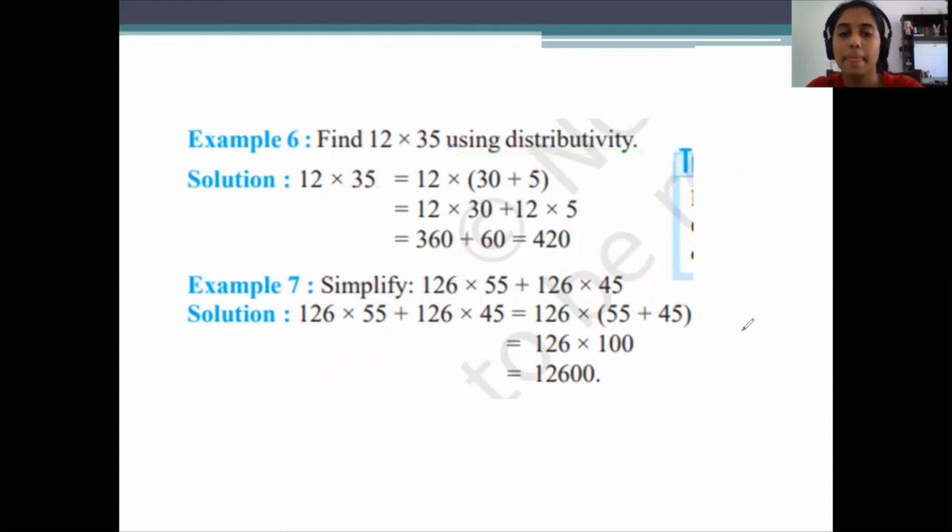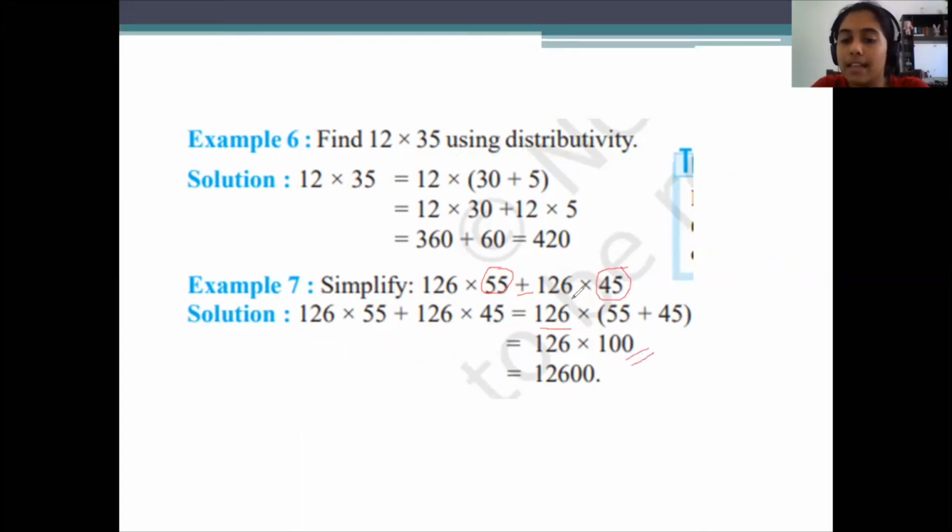Now the same way, it's just the numbers are much bigger. So 126 into 55 plus 126 into 45. So here you see 126 is common. You take it out. And then what is left? 55. 55, you have your plus sign. Again, 126 is taken outside. What is left? 45. So 55 plus 45 is 100. You can do addition and check.